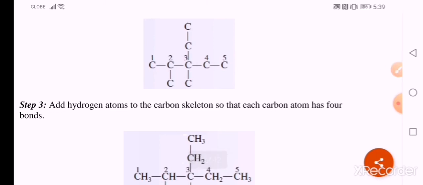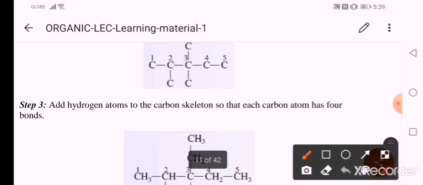Carbon number 4 may dalawang existing, so therefore, dalawang hydrogen ang kailangan niya. Carbon number 5, attached sa carbon number 4 lang, so isa lang. Kaya the remaining would be 3 hydrogens. Okay?